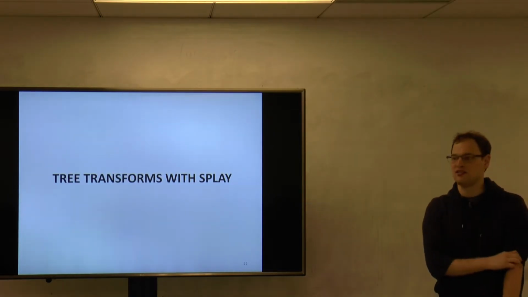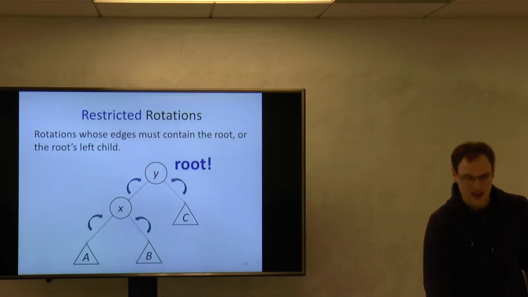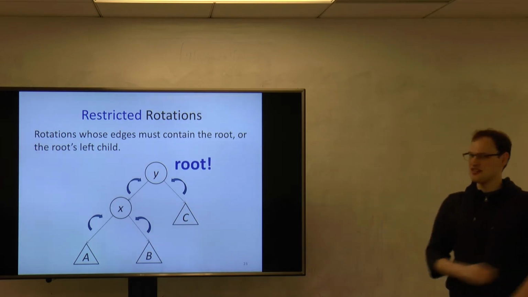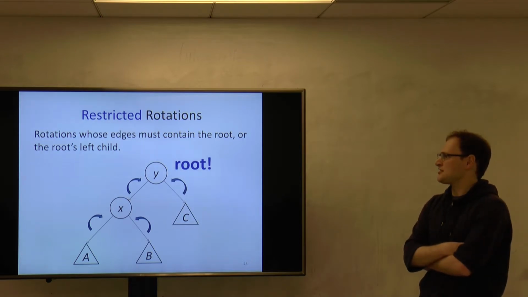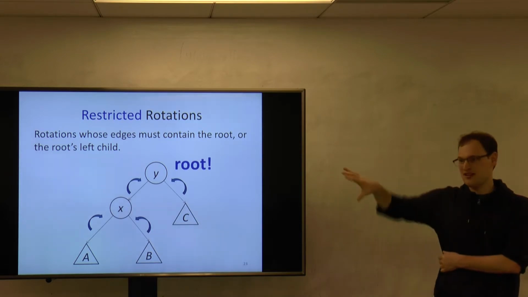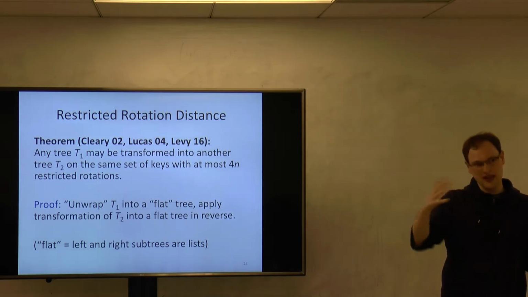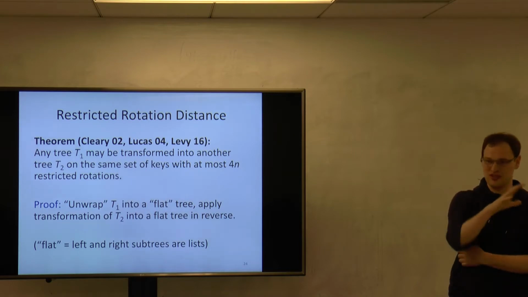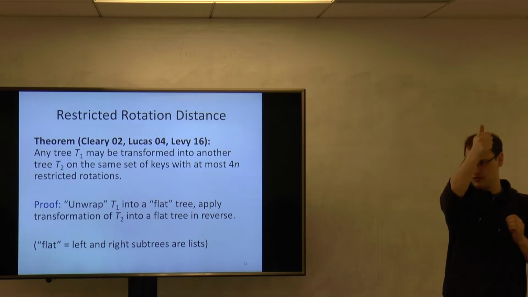So the way to do that is we simply induce Splay to perform each subtree transformation. And how are we going to do that? Restricted rotations, as indicated by the large font here. The main takeaway here is using rotations located near the root. We can transform t to t prime with at most 4n restricted rotations. Rotations where the parent is either the left child of the root or the root itself.